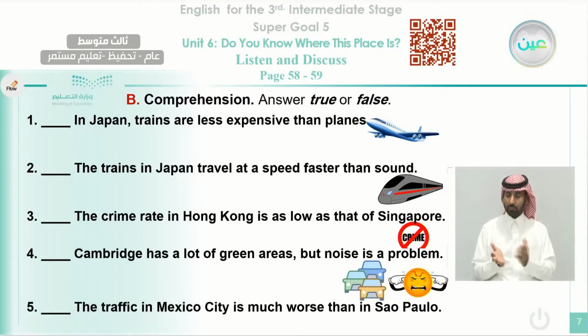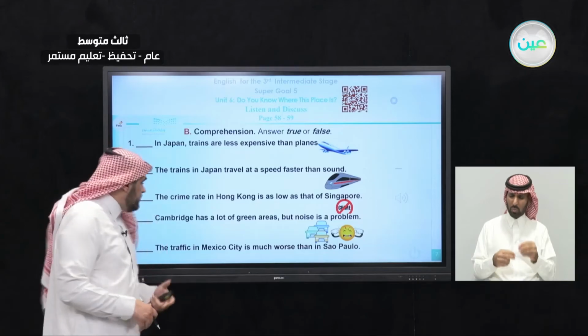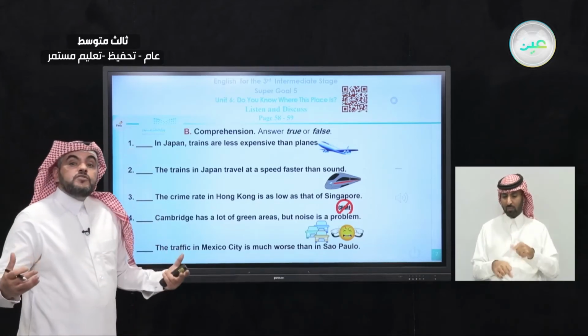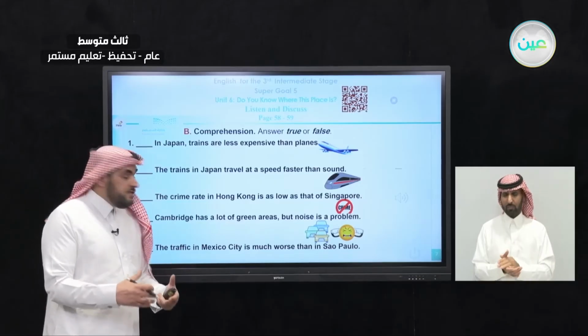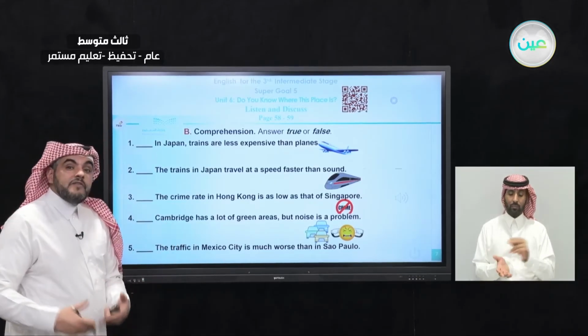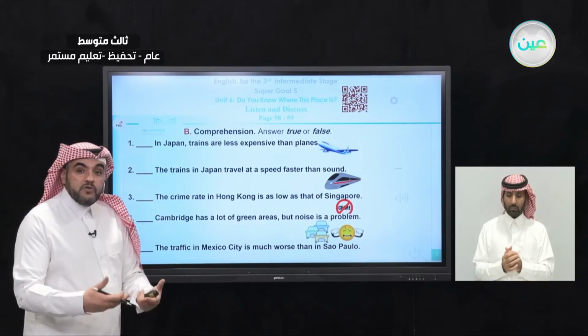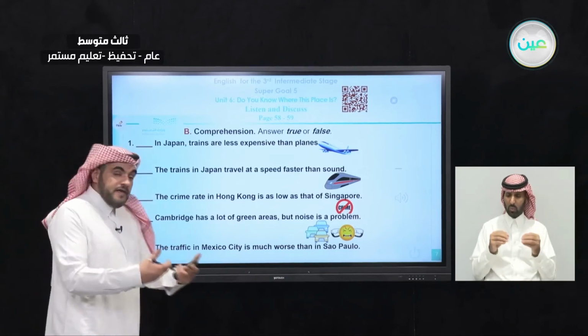In number 5, the traffic in Mexico City is much worse than in Sao Paulo. We're comparing two cities, Sao Paulo and Mexico City. Is it worse in Mexico than in Sao Paulo? We mean the traffic. How many people are on the roads? Are the roads crowded in Mexico? And are the Mexico streets and roads more crowded than Sao Paulo?